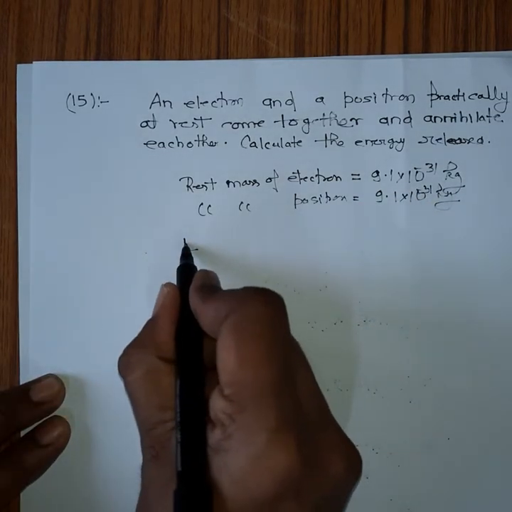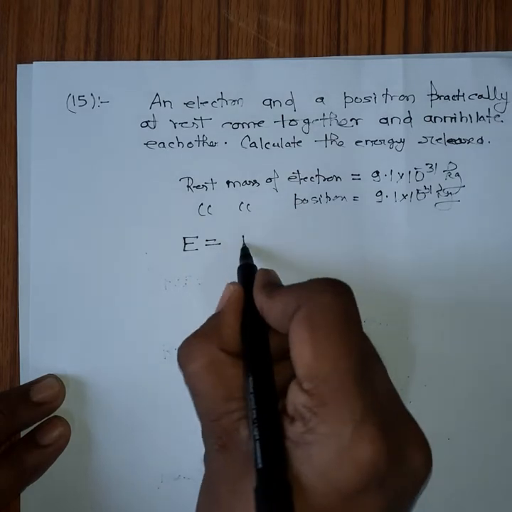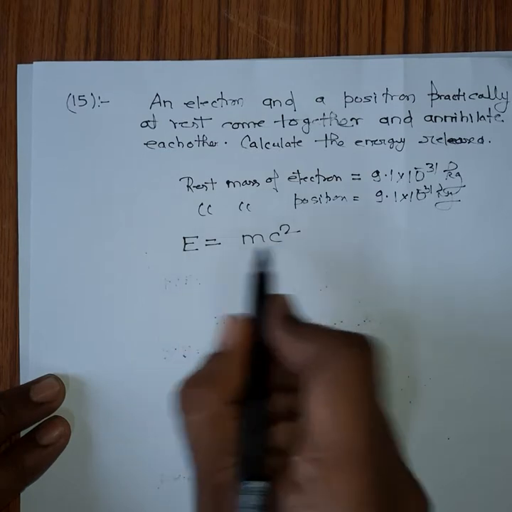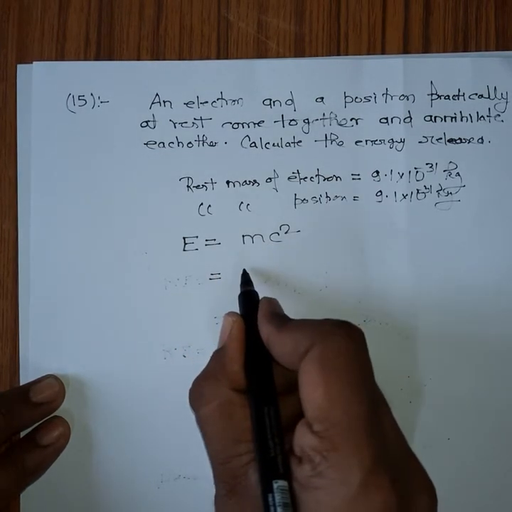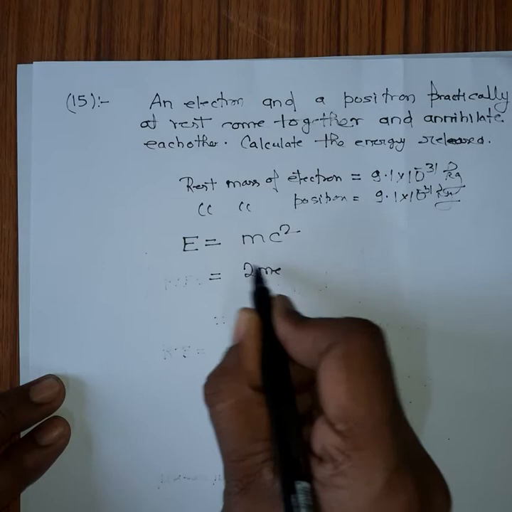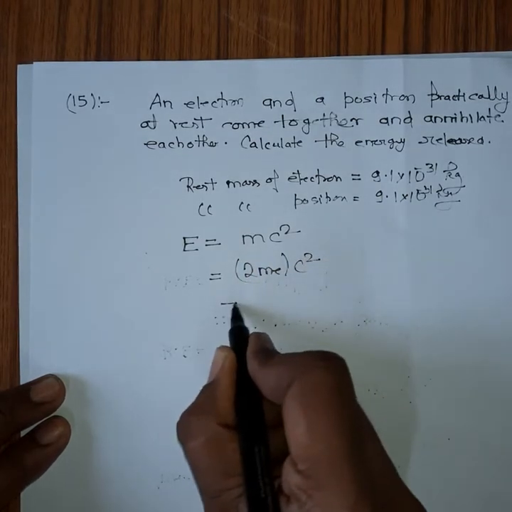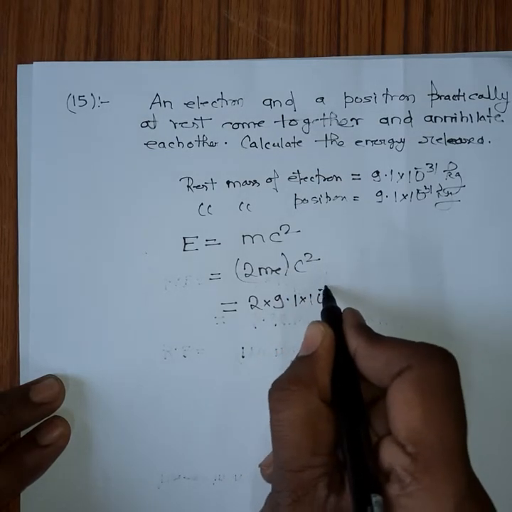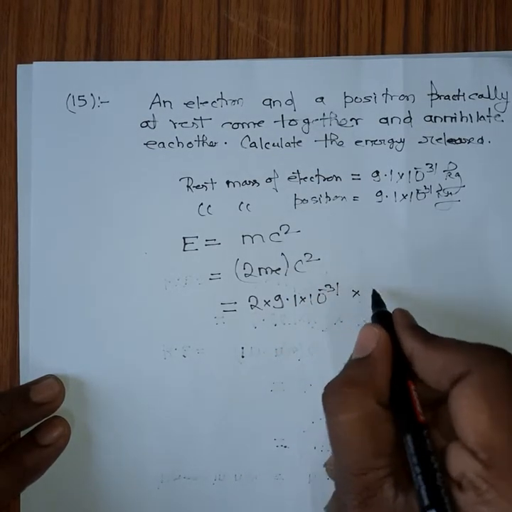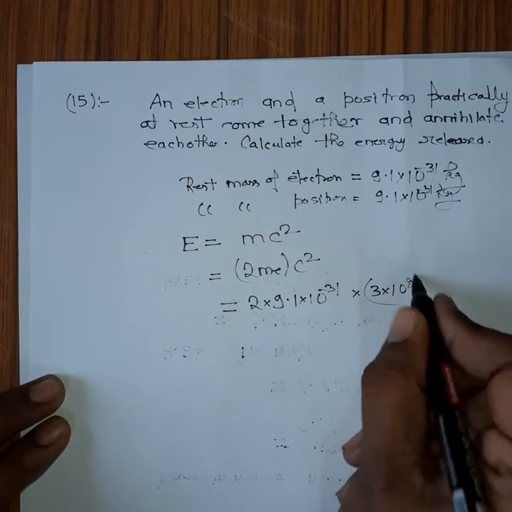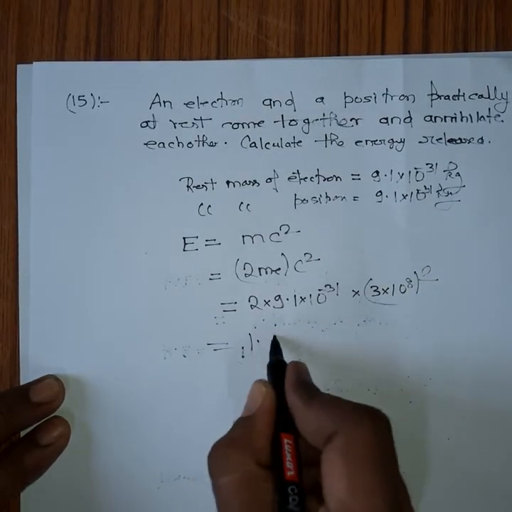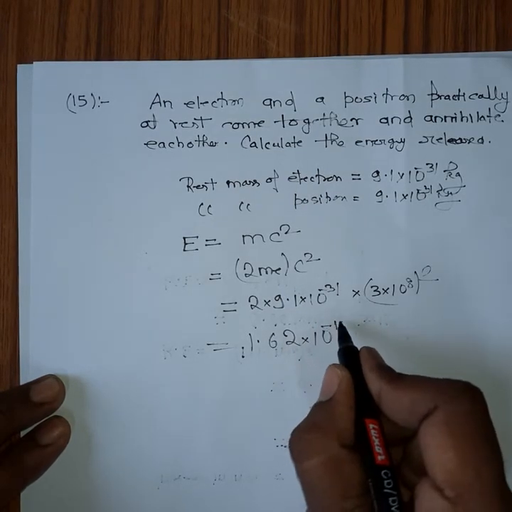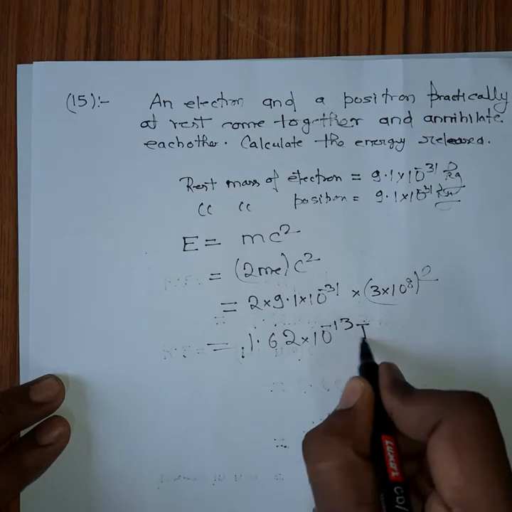To calculate the energy released, we have the equation E = mc², the mass energy equivalence relation. So m is here 2me, c². So 2me means 2 × 9.1 × 10^-31 kg, and c is 3 × 10^8 whole squared. If you solve it, you will get the energy released will be equal to 1.64 × 10^-13 joule.